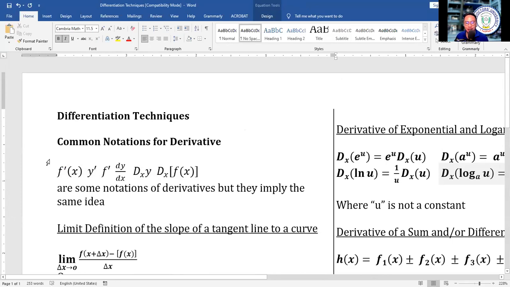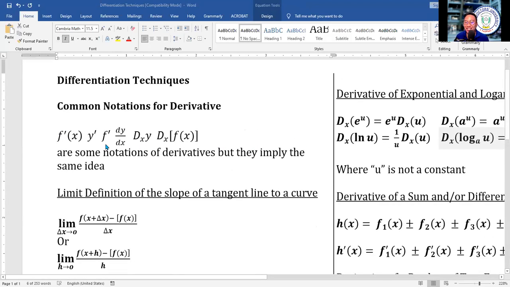Just a few reminders: these notations are all the same. Okay? These notations are all the same, so don't get confused. They mean the same thing. It means that you just have to take the derivative of that function.